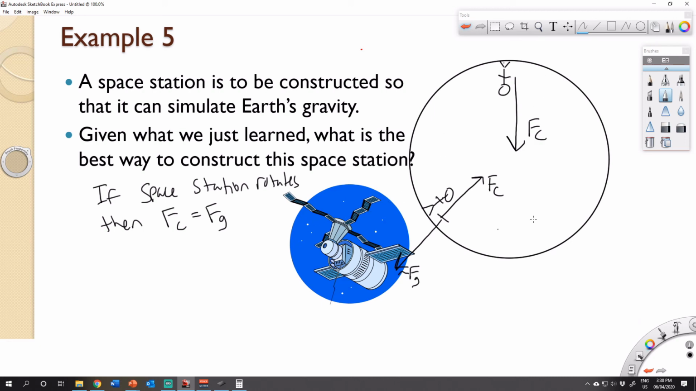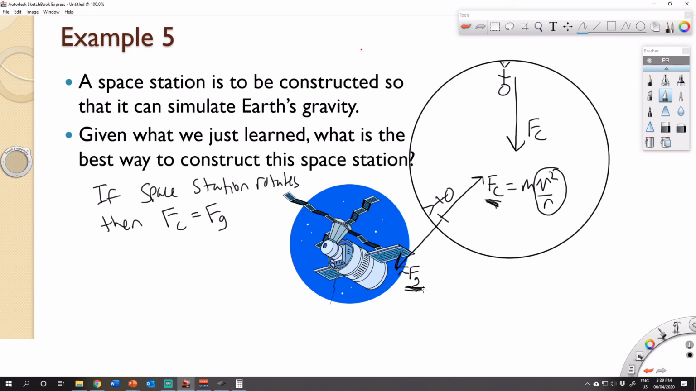So if I'm rotating this space station fast enough, or if I make the space station big enough and rotate it, because remember, the centripetal force is v²/r, I have two options. I can either rotate the space station really fast, or I can make it really big and rotate it slower. Regardless, the result will still be the same. If I can get some combination of speed and radius, then I should be able to create a centripetal force that mimics the force of gravity.